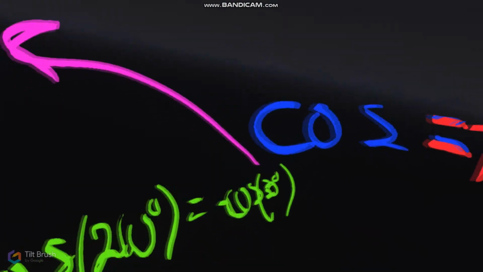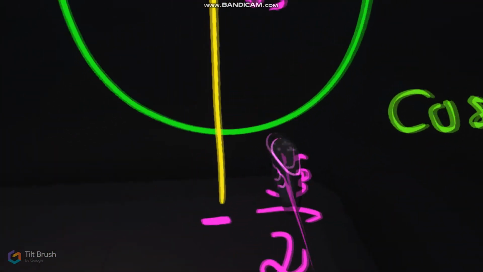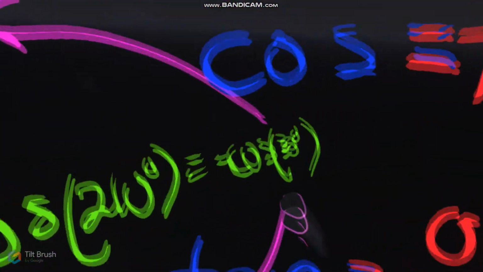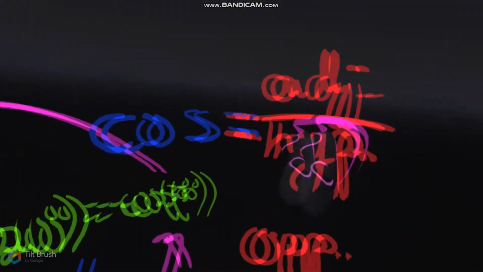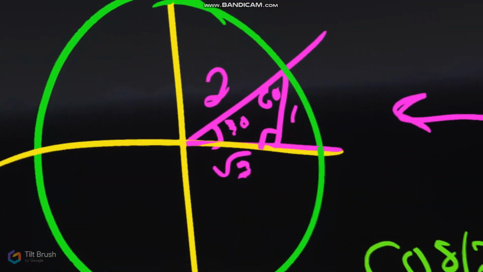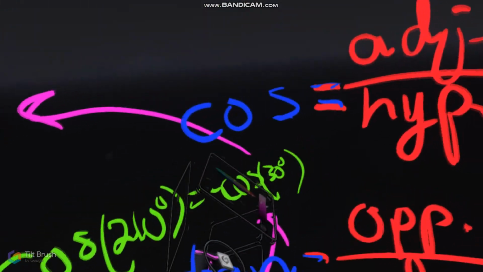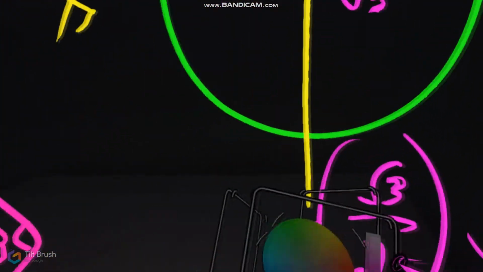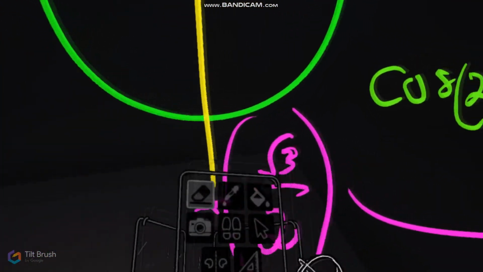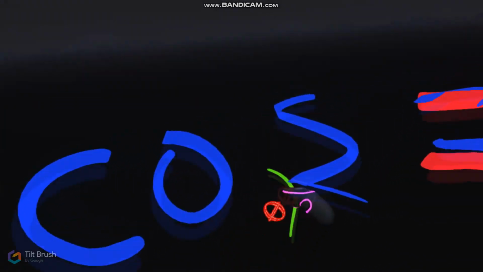That is the negative cosine of 30. However, you make it negative. So that is the answer for that. And you make it negative because there's a negative sign right here. So that is that part. And once you know this, you really know a lot.